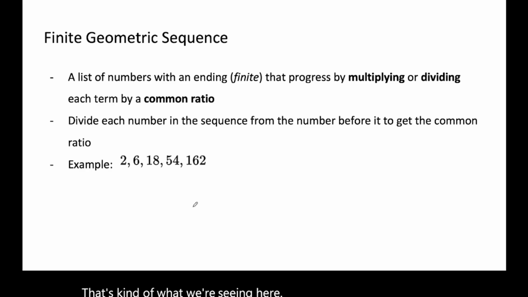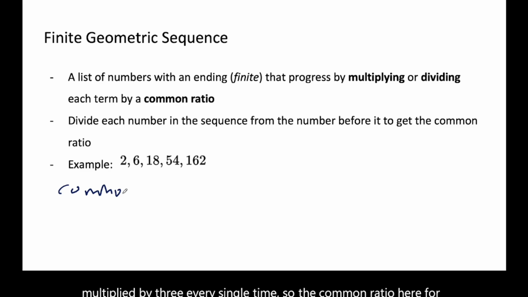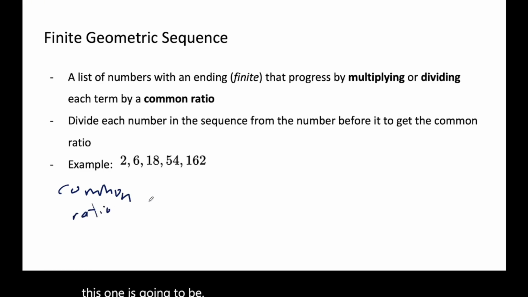Finite geometric sequences are listed numbers with an ending, because it's finite, that progress by multiplying or dividing each term by a common ratio. Divide each number in the sequence by the number before it to get the common ratio. So for example, let's say you have 2, 6, 18, 54, and 162. Each term is being multiplied by 3 every single time. So the common ratio here is going to be 3.